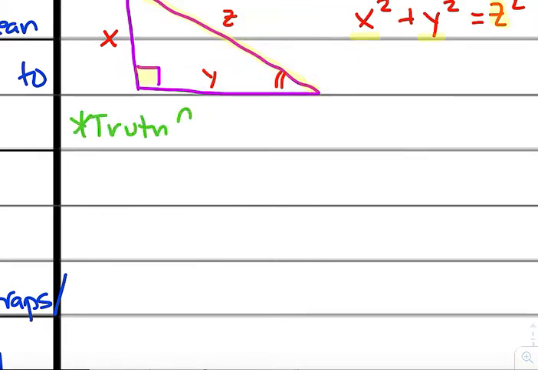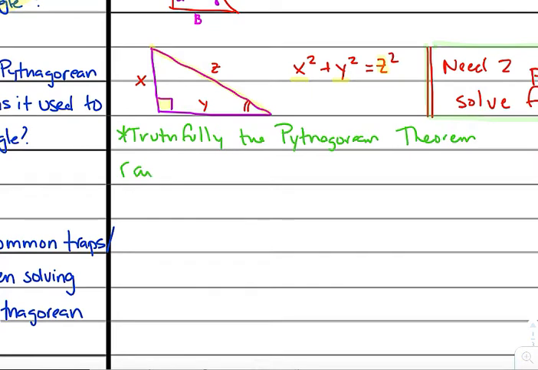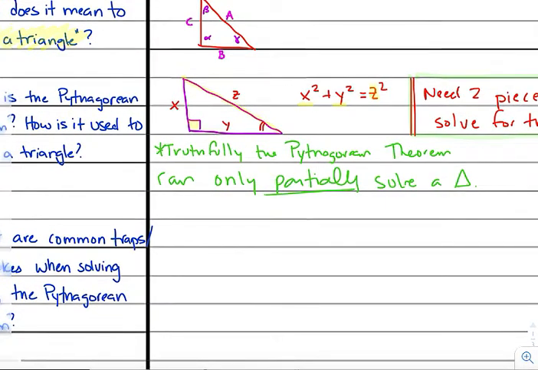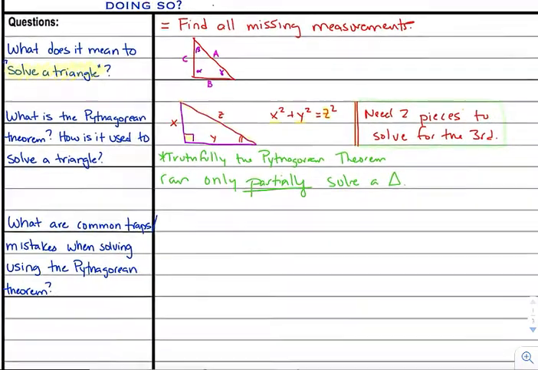So we're going to make this note. Truthfully, the Pythagorean theorem can only partially solve a triangle, which is what that poorly written word is. Let me change that. Partially. It can only partially solve a triangle because it cannot find angles. It can only solve side lengths.